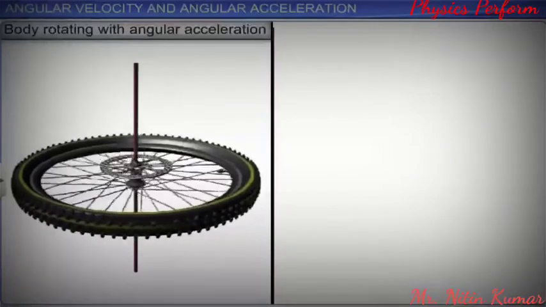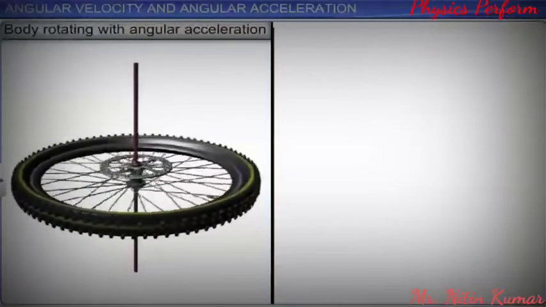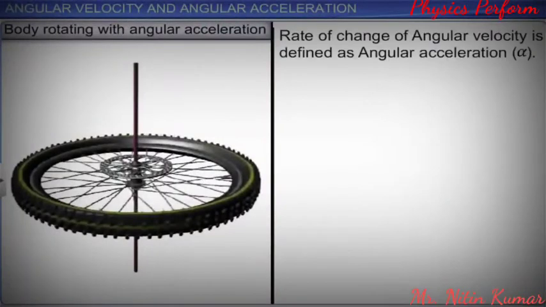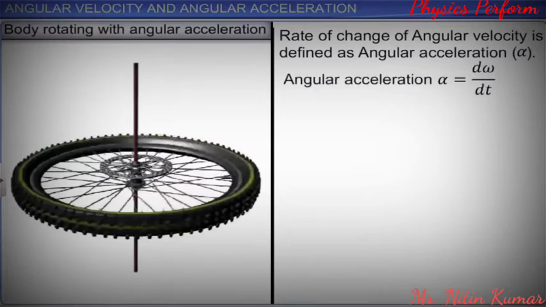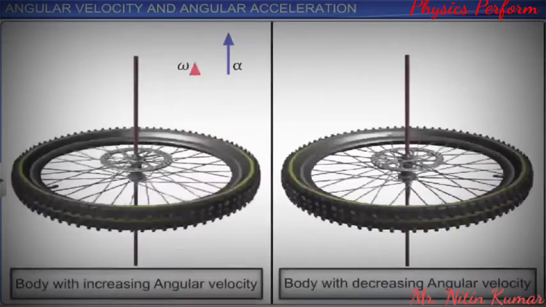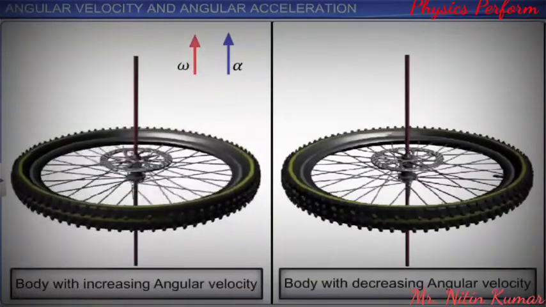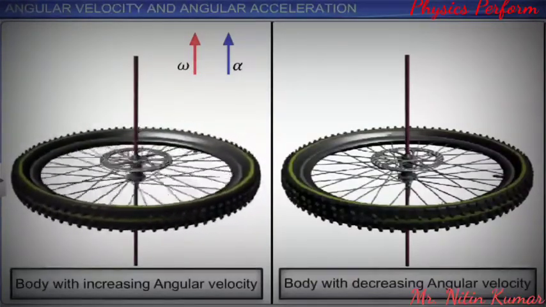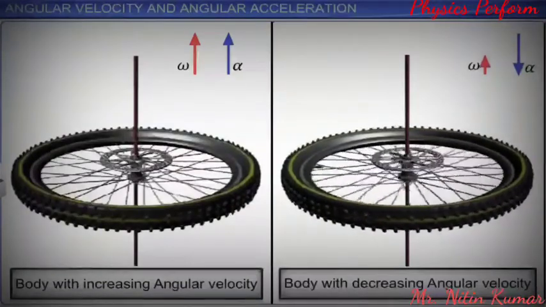If the angular velocity of a rigid body changes with time, it is said to be moving with angular acceleration. The rate of change of angular velocity is defined as angular acceleration, alpha. Alpha is equal to d omega by dt. In the SI system, it is measured in radians per second squared. This is also a vector quantity and its direction is along the vector d omega, which represents the change in angular velocity.